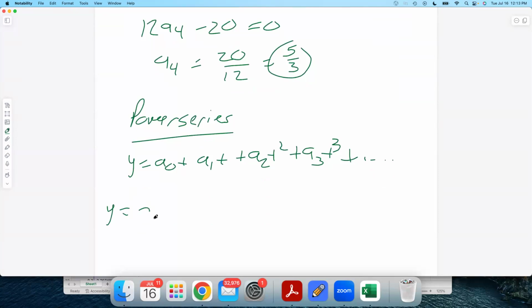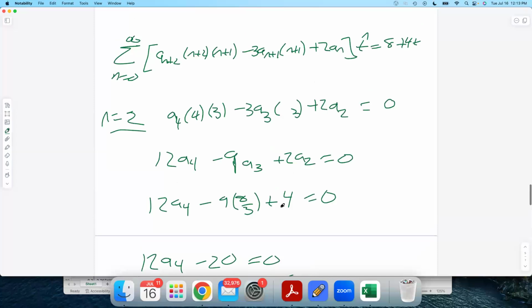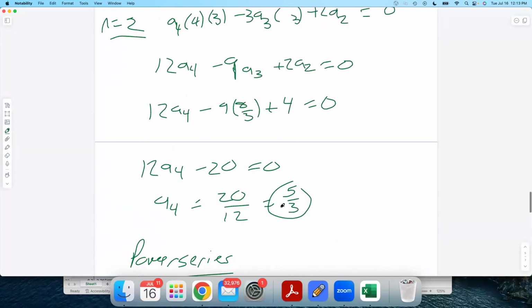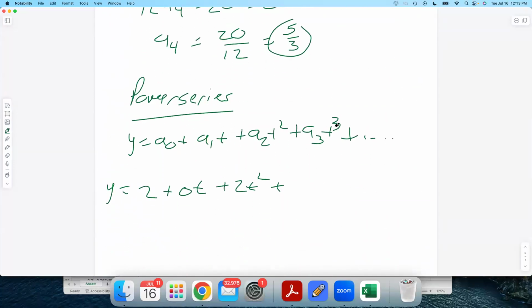Okay, so what do we get here? I'm going to get 2 plus 0 t plus 2t squared plus, I think we got 8/3 for A3. Remember, the A goes with its own power. A3 goes with t cubed. And then 5/3 t to the fourth. I'm going to stop there, but you want a lot more than that.